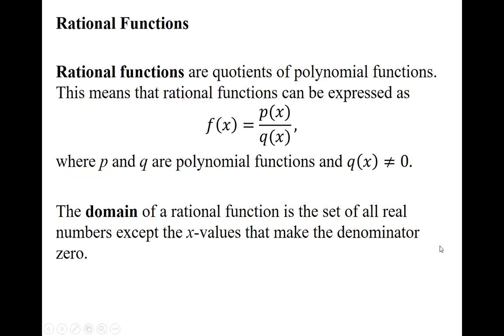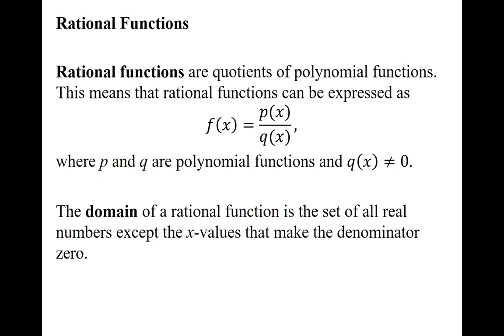So rational functions are quotients of polynomial functions, just like a rational number is an integer over an integer. A rational function is a function over a function. So it looks like a fraction. It works like a fraction. P and Q are polynomial functions, and polynomial Q can't be zero because we can't divide by zero.